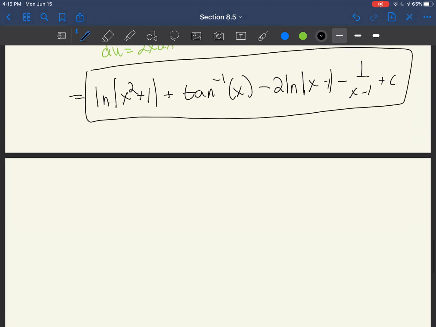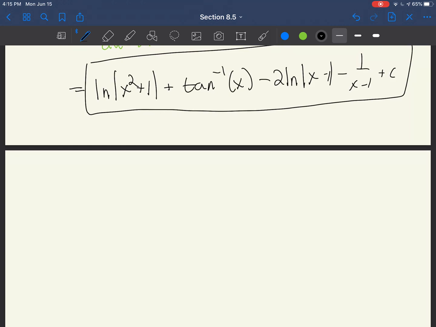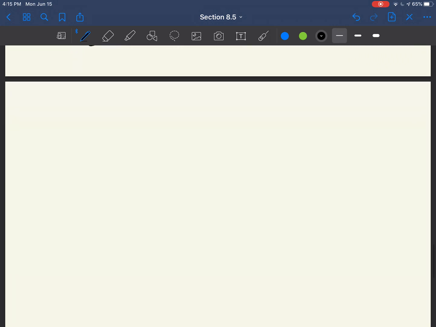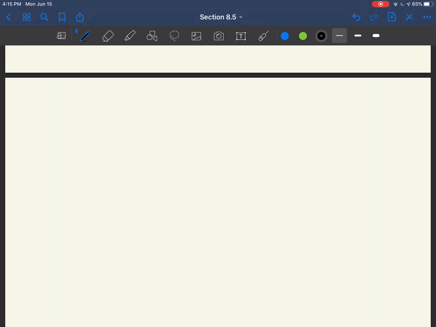Sadly enough, this is not as complicated as they get. We'll see how we could make it even more complicated with the next example. So before I give you the last example, I've shown you all of the nuances for partial fraction decomposition. Let me just summarize them real quick. So partial fractions.